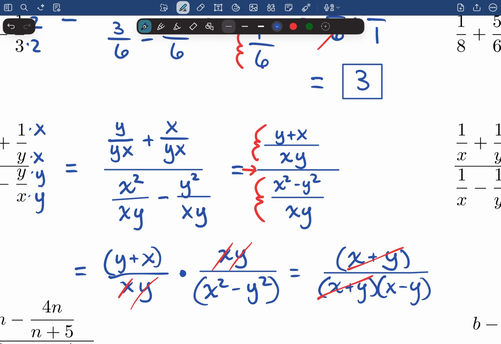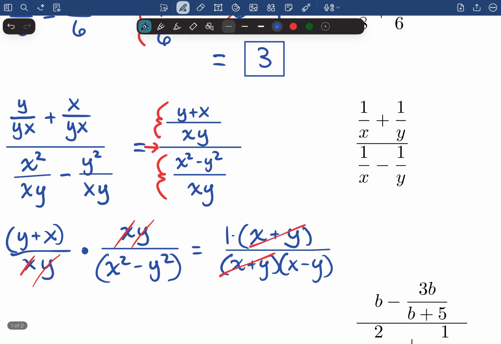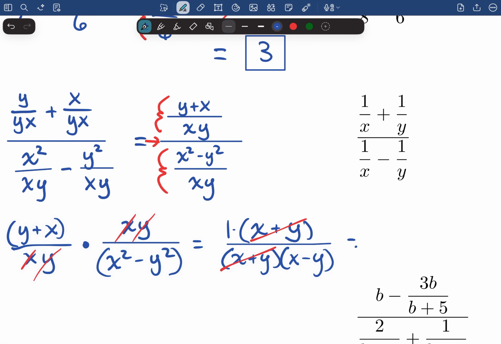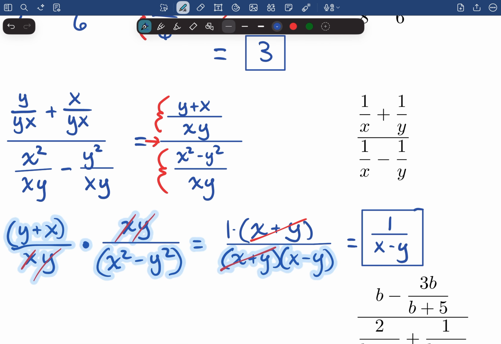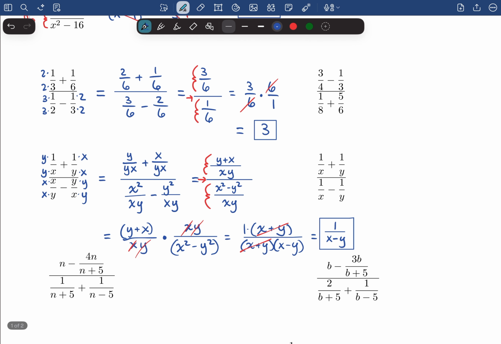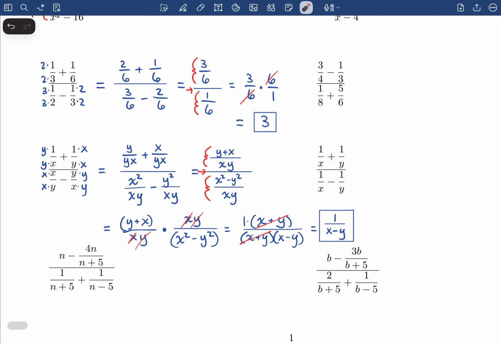And whenever you cancel everything on top or on bottom, there's an invisible one that is there, right? That was 1 times x plus y. And when you cancel the x plus y, that invisible one has to appear. And then you can write your final answer as 1 over x minus y. X minus y was the only factor remaining in the denominator. So there we go. Let's make that minus sign nice. There we go. All right, so this complex rational expression that we started with here in black, it simplifies to 1 over x minus y.